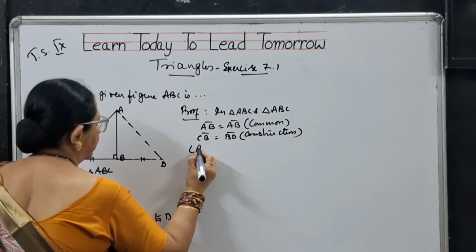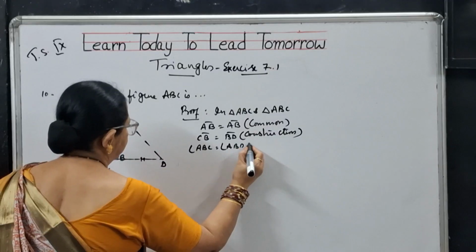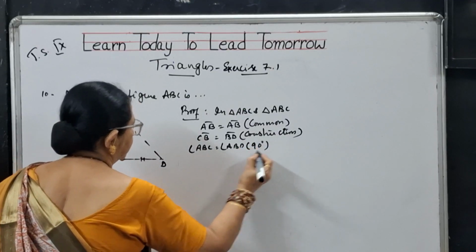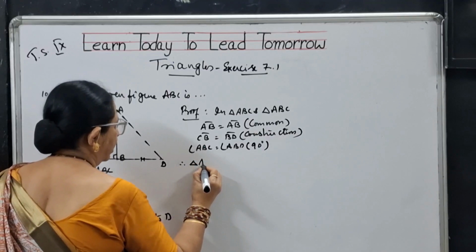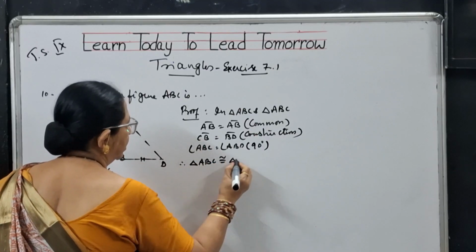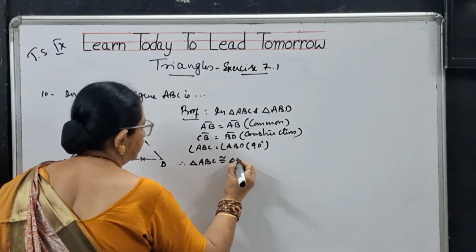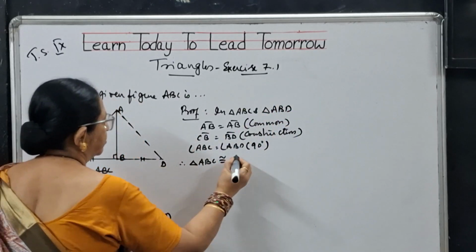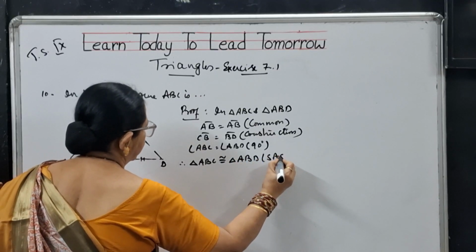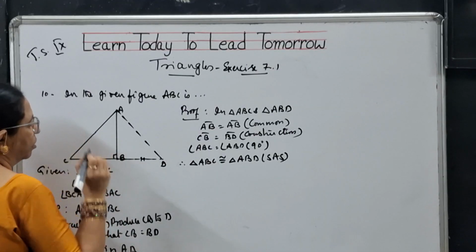And angle ABC is equal to angle ABD. Why? They are both 90 degrees. Therefore, triangle ABC is congruent to triangle ABD, basing on the side angle side property, these two are congruent.